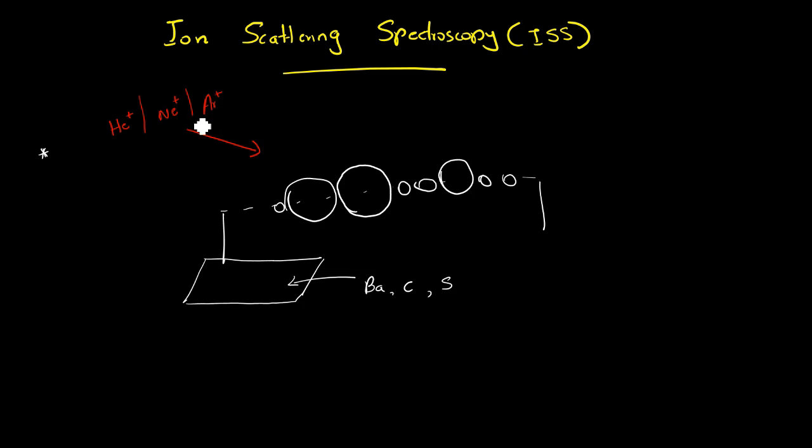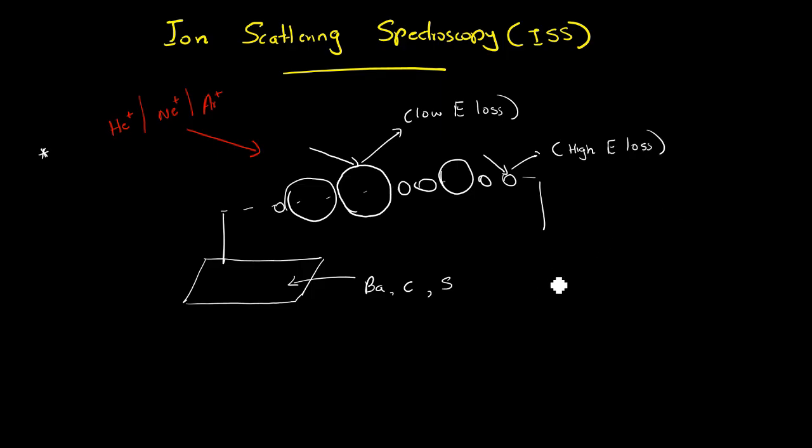Now, when our bombarded ion hits a relatively large atom, it will scatter with minimum energy loss. While if the bombarded ion hits a small atom, then it will have a higher energy loss. So in the first case you will have a low energy loss, and in this case you will have high energy loss.